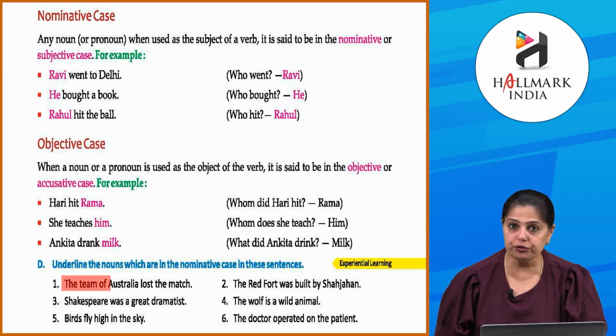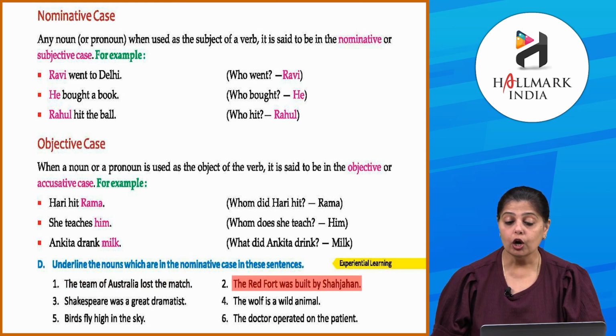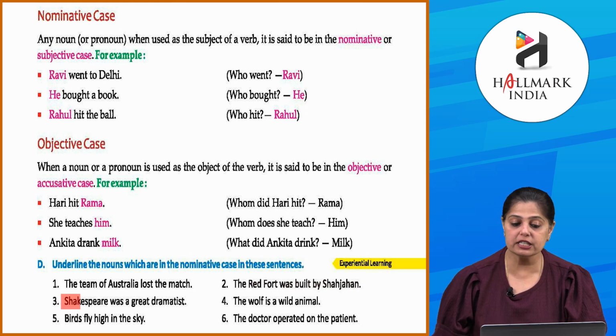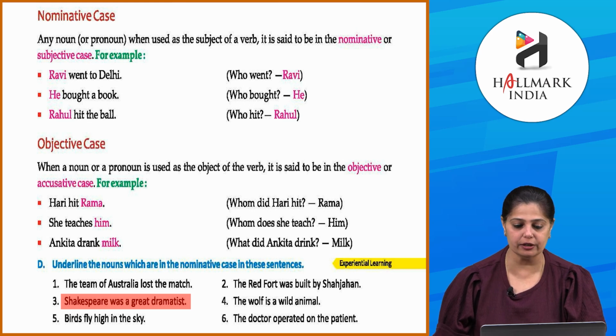Now, let's underline the nouns which are in the nominative case in these sentences. The team of Australia lost the match. तो यहाँ पे क्या बन जाता है? Who lost the match? Team of Australia. So that becomes the subject. The second one: the Red Fort was built by Shah Jahan. Who built the Red Fort? Shah Jahan. So Shah Jahan becomes the subject. Clear? Shakespeare was a great dramatist. Who was a great dramatist? It was Shakespeare. Clear? So ऐसे बाकी आप जल्दी कर लो.